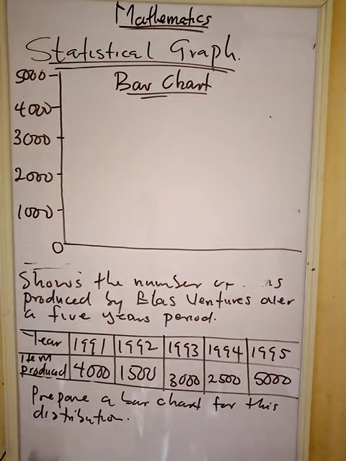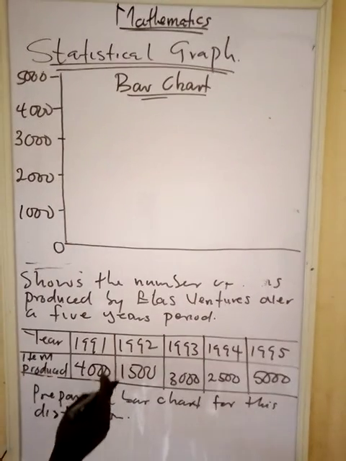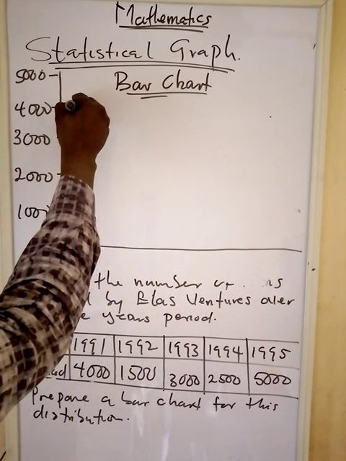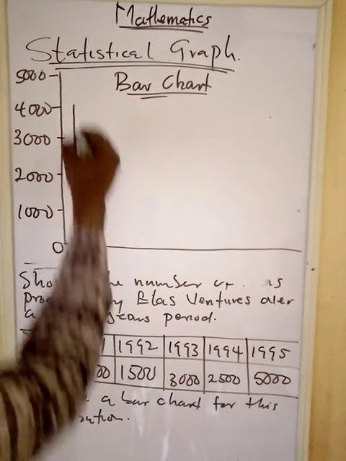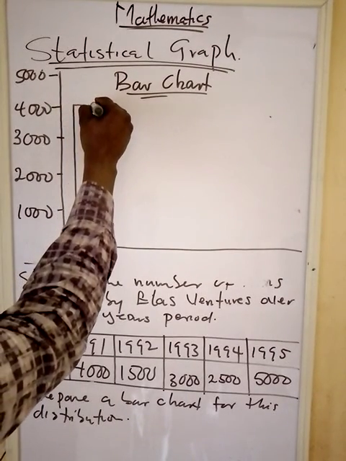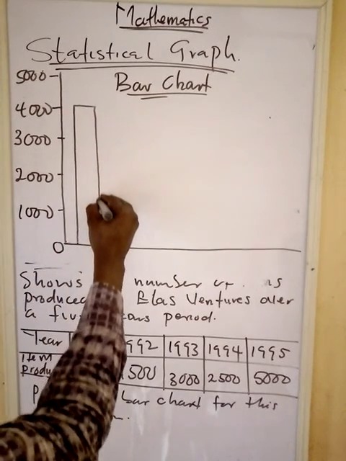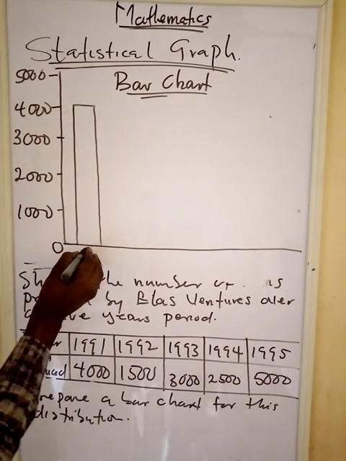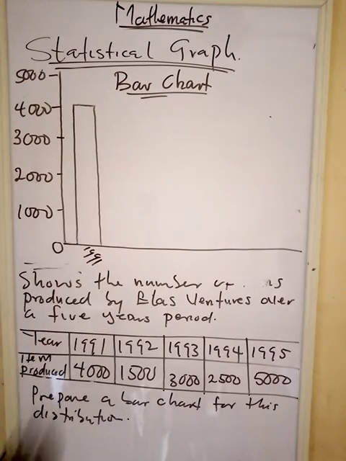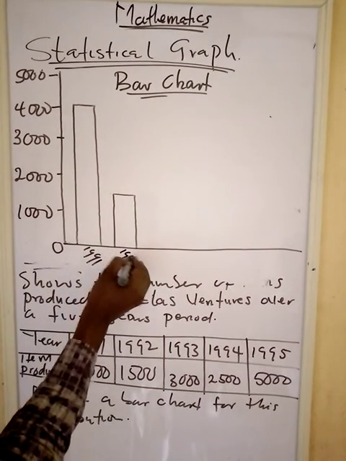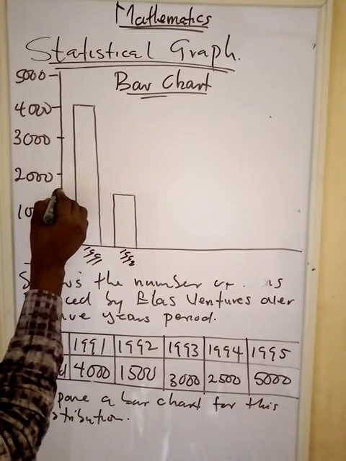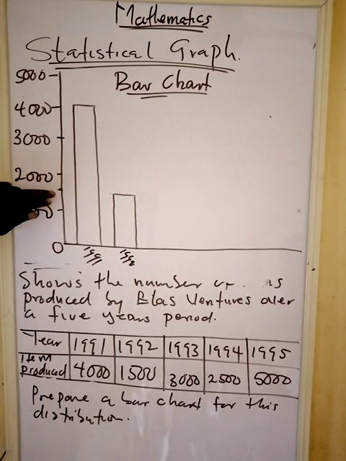So the first one, 1991. 1991 is 4,000. I will stop at 4,000. So this one is 1991. So the other one is 1992. 1992 is 1,500. Half of this. Then the other one is 1993.